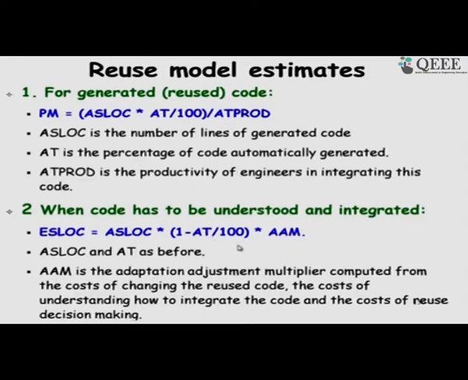Whereas, a white box reuse has the adaptation adjustment multiplier. So, this will give a much larger effort in developing. So, here the estimated lines of code to be developed is the application software lines of code into 1 minus how much is generated. So, if 0.9 is black box reuse, then it becomes 0.1 application source lines of code into 0.1 divided by the application adjustment factor. So, that is the lines of code that we have to develop.